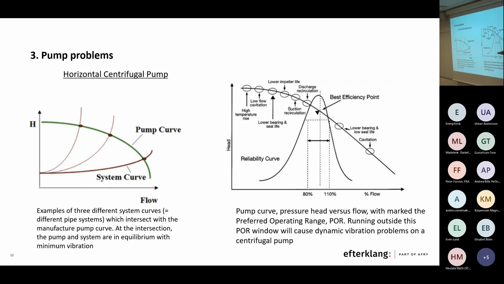So for a horizontal centrifugal pump, you need to tune the stiffnesses of the connecting pipe system and the foundation in order to get a correct stiffness for the pump. You cannot just think foundation.